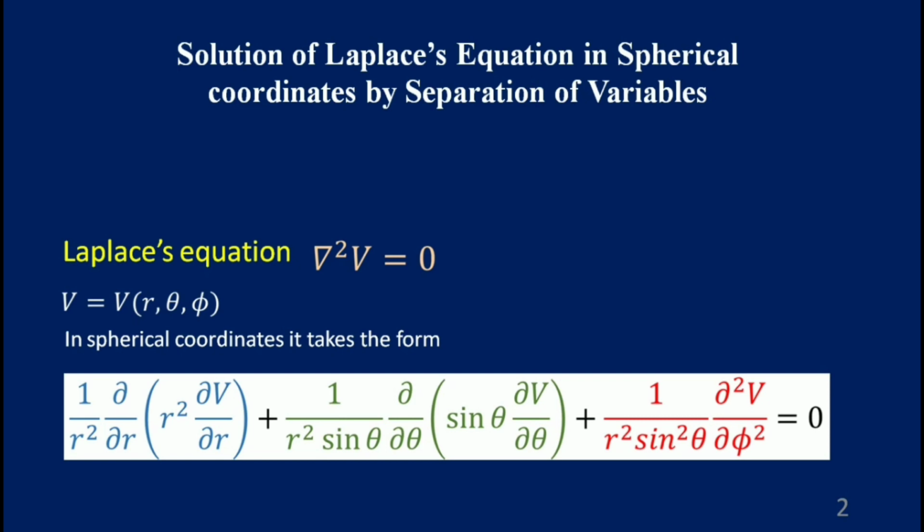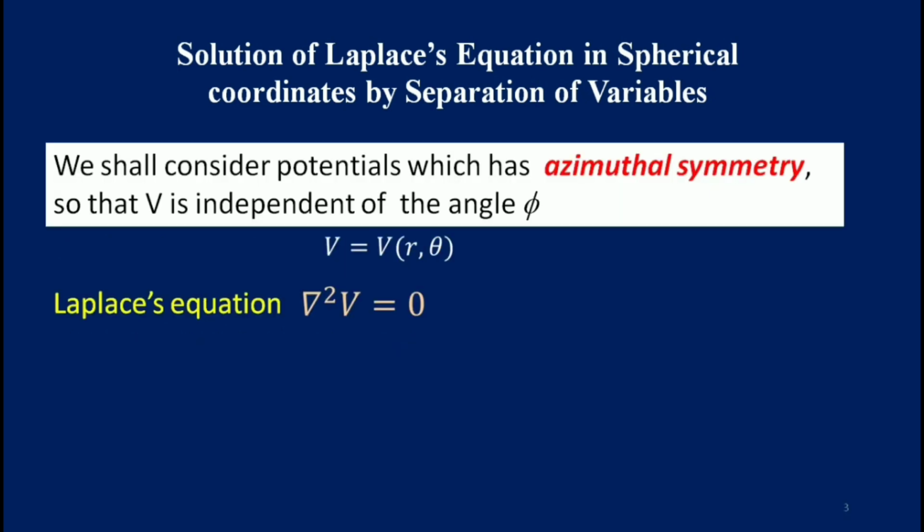In spherical coordinates we have the formula: 1 upon r squared, partial derivative with respect to r of r squared times partial V upon partial r, plus 1 upon r squared sine theta, partial derivative with respect to theta of sine theta times partial V upon partial theta, plus 1 upon r squared sine squared theta, second partial derivative of V with respect to phi, equal to 0. Remember, Poisson's equation is the Laplacian of V equal to charge density upon epsilon naught; if charge is not present, Poisson's equation changes to Laplace's equation, the Laplacian of V equal to 0.